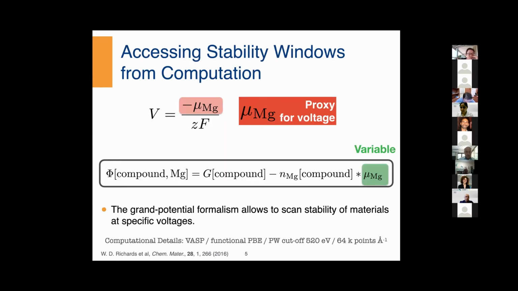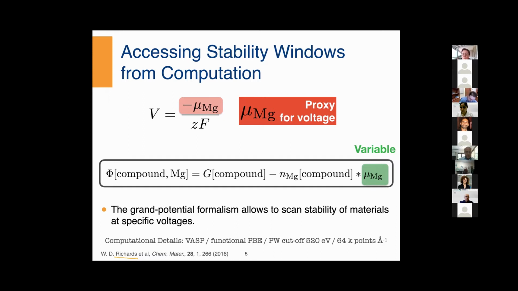The strategy that we use is not new. It has been modeled on the work of one of my ex-colleagues, who unfortunately is not in academia anymore. It's a great loss, Will Richards, when I was back in Berkeley and MIT. This technique is very simple. It uses the chemical potential of magnesium in this case, but if you were to work on sodium or lithium battery, it would be the equivalent of a chemical potential of sodium or lithium as a proxy for voltage relative to a magnesium or whatever the intercalation ion reference is.